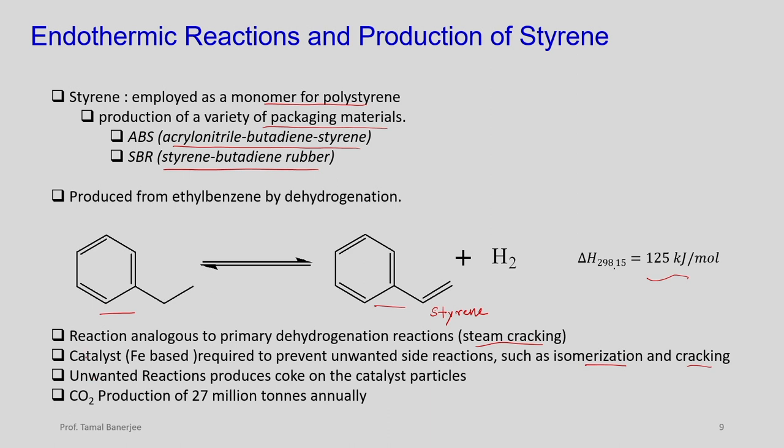And there may be unwanted reaction from the carbon and they may form coke on the catalyst particles. Because of this coke, a lot of CO2 is produced. The conventional styrene process, if I am not wrong, is producing close to 27 million tons annually from styrene alone, because once the coke is formed, then you have air also in it and it goes up and combines and forms carbon dioxide. So, it is said that it produced 27 million tons of carbon dioxide through this styrene process.